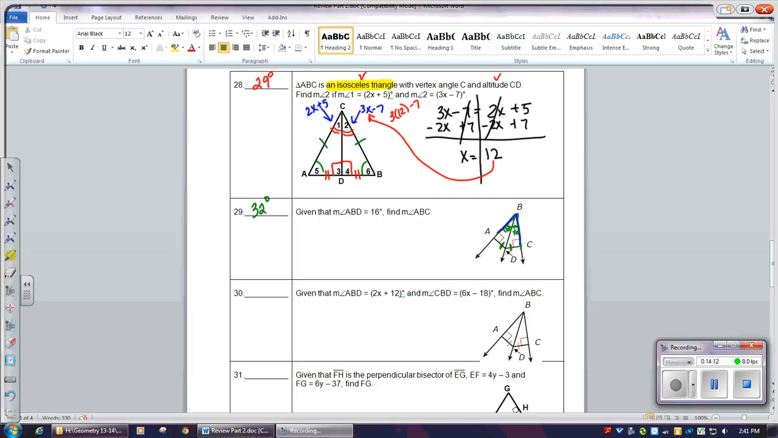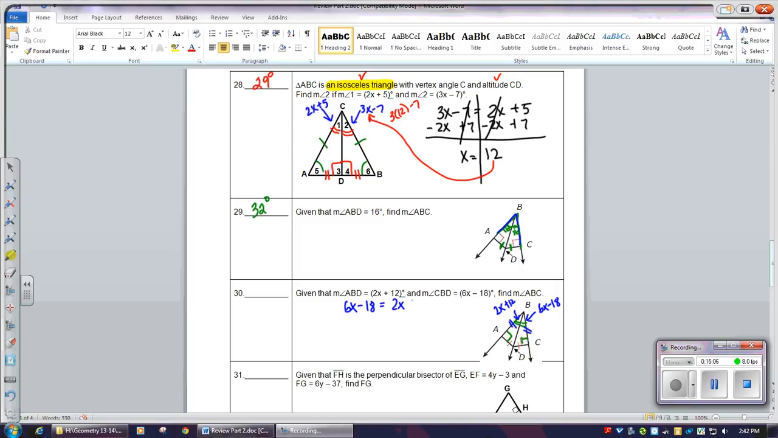Number 30. Once again, we're dealing with isosceles congruent triangles here. The two triangles are congruent is what we're dealing with. Because see, if we've got a right angle here and we've got a median, then guess what else we know? We know then that this angle is congruent to that angle. So we know a lot of different things. We also know then that this piece is congruent to that piece. So the measure of angle ABD, that's that green angle right there, is 2x plus 12. And CBD, that's the one over here, is 6x minus 18. What do I know those two angles are?